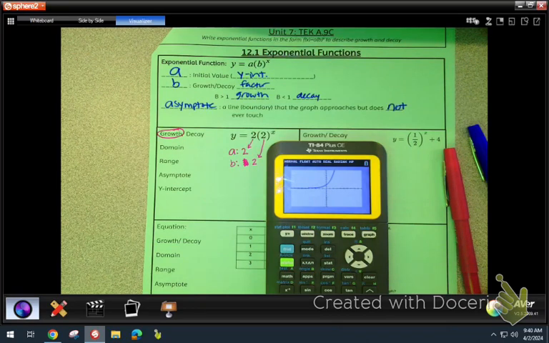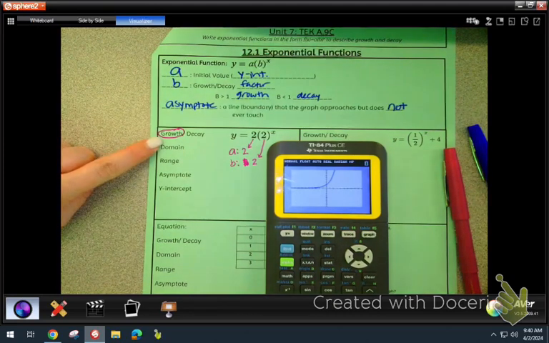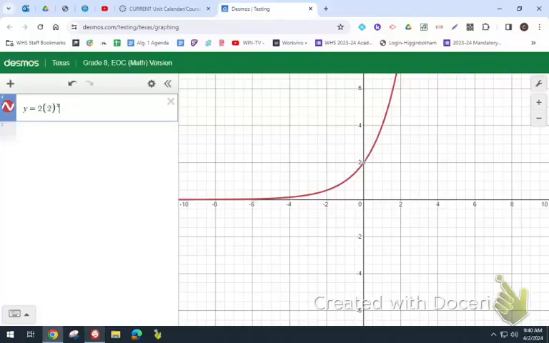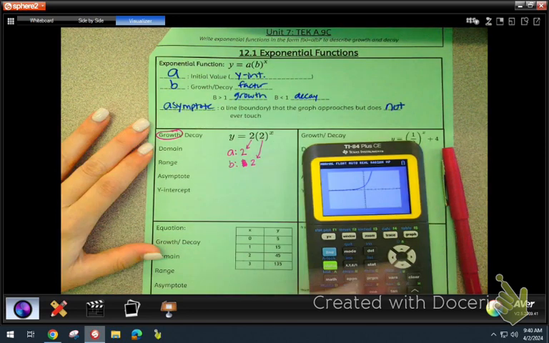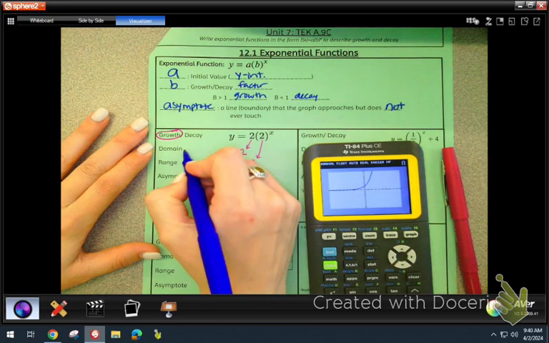All right, so can we confirm that this is going to be exponential growth from this graph? Which way is our graph going? Up. So again, that confirms the base was 2. 2 is greater than 1. It's got to be growth. All right, do we know any sort of story about this graph at all? Any sort of word problem? No. It's just an equation. So what do we assume the domain's got to be? All real numbers. You can do that symbol.